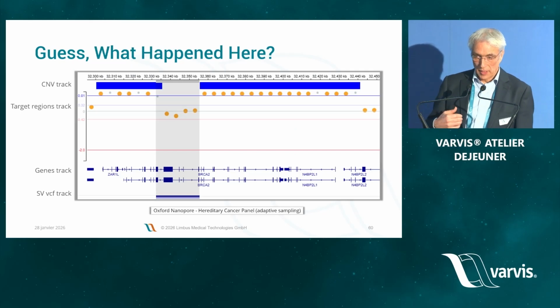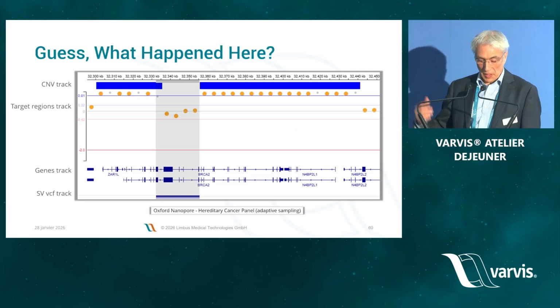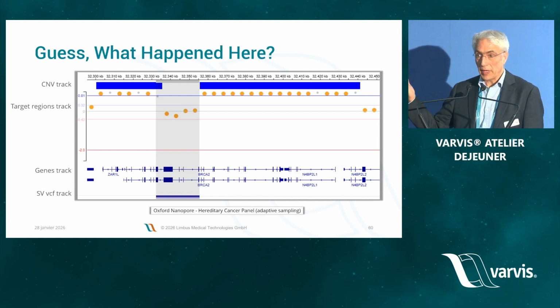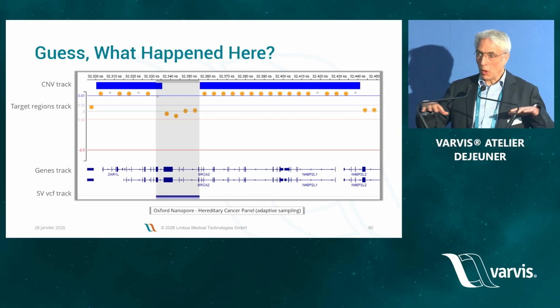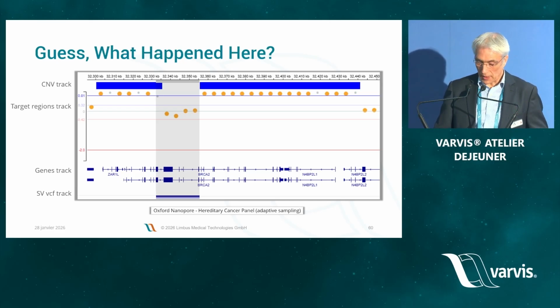I'm giving you a curious example. This is an example in an Oxford Nanopore hereditary cancer panel. This panel is generated by using adaptive sampling, if you're familiar with the technology. So you have shallow whole genome sequencing across the entire genome, and in certain target genes you have higher depth long read sequencing data. And this is the result from our CNV analysis.